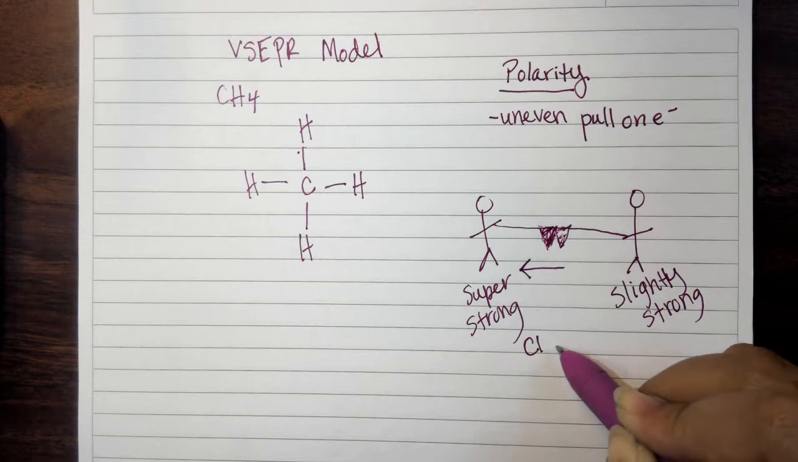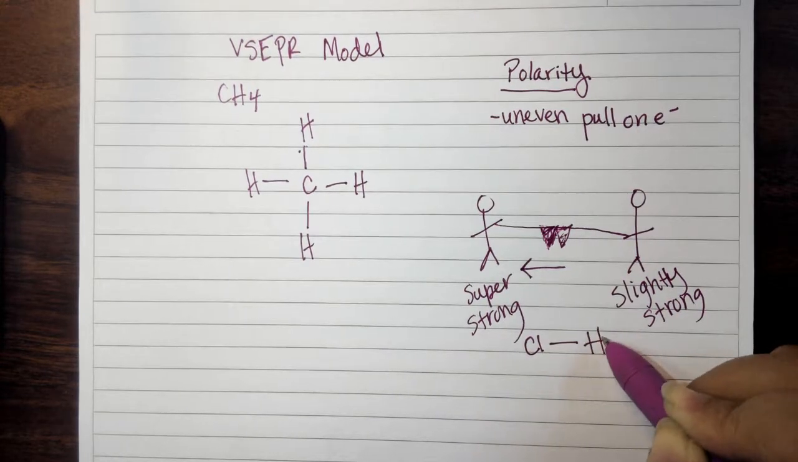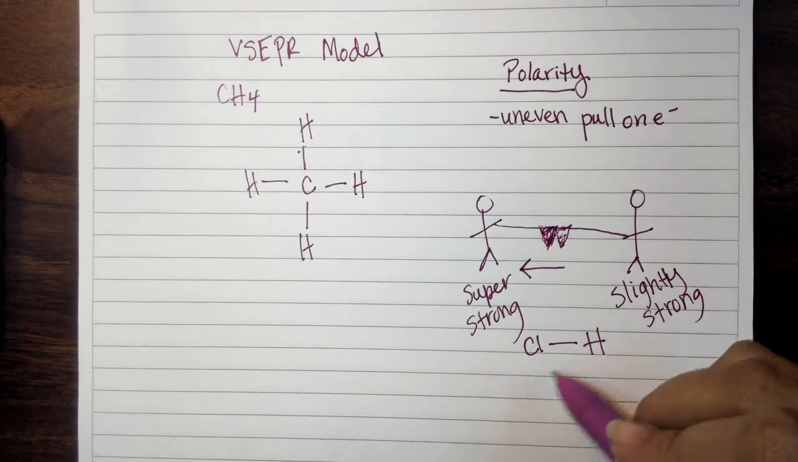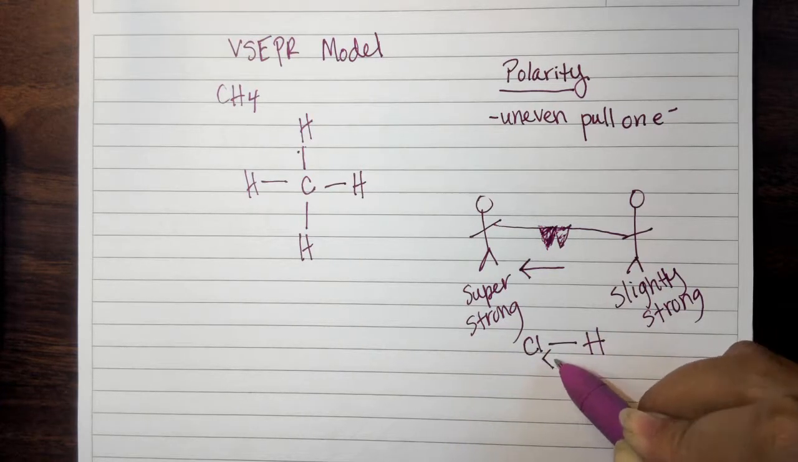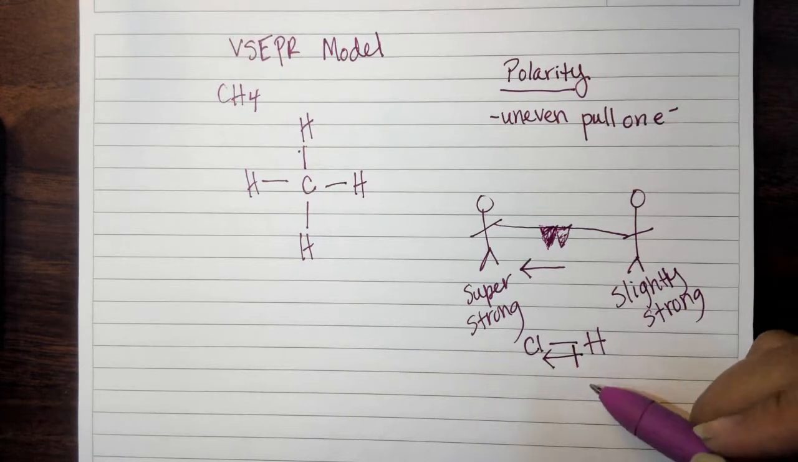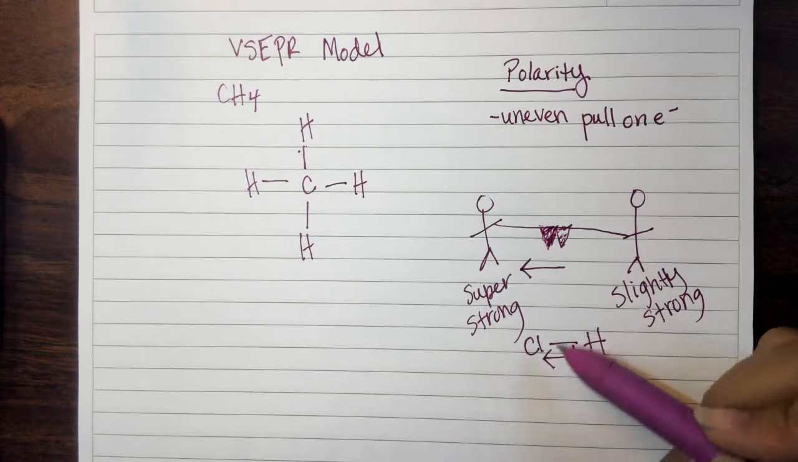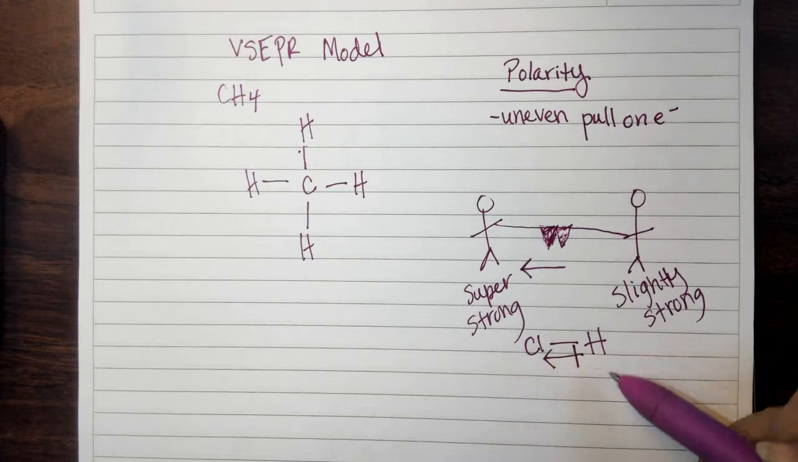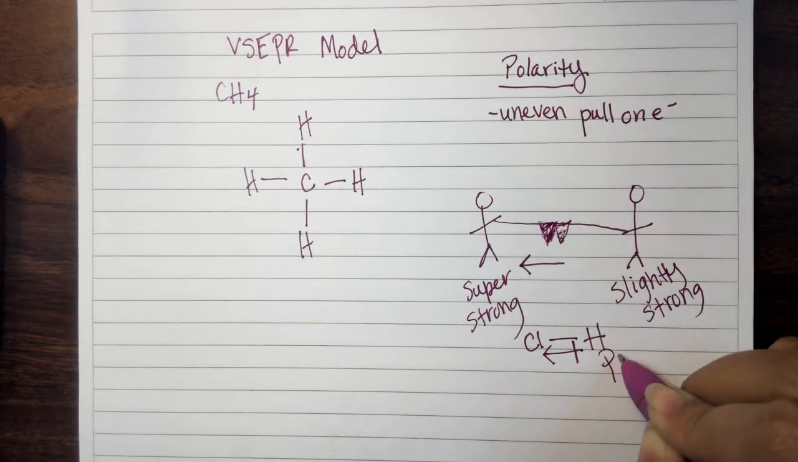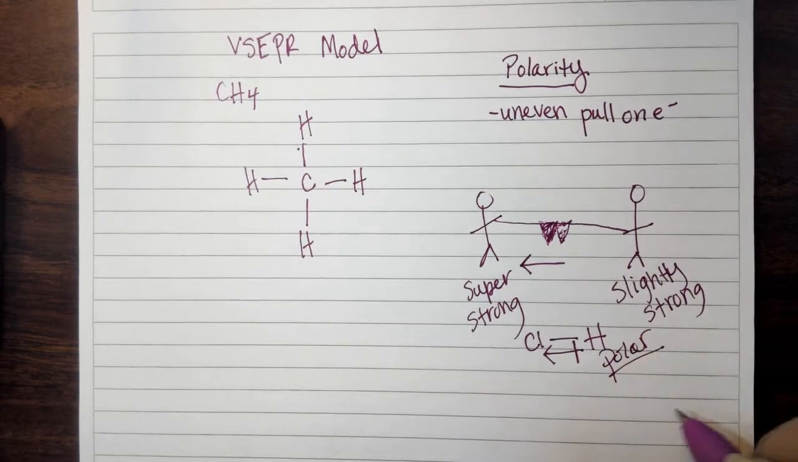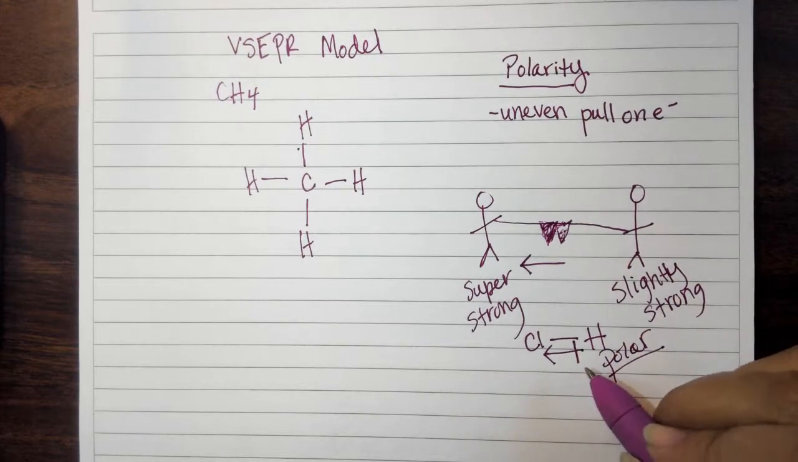So that's like if we were looking at hydrochloric acid. So say hydrochloric acid was drawn like this. Okay, chlorine has a stronger pull on electrons. It wants those electrons more to have a complete octet than hydrogen does, and so that means that those electrons are going to spend more time with chlorine than they are going to spend with hydrogen. This is polarity. This shows that this object is considered polar because there is an uneven pull on it.